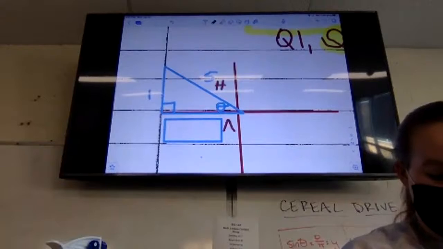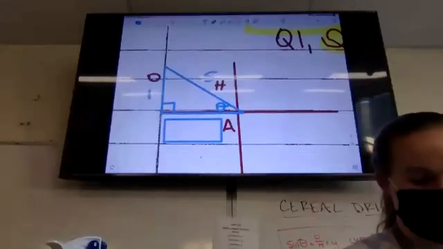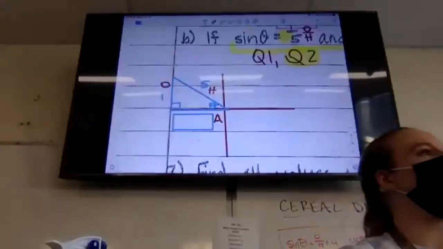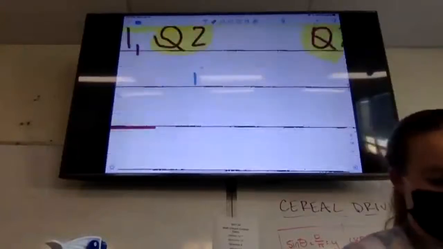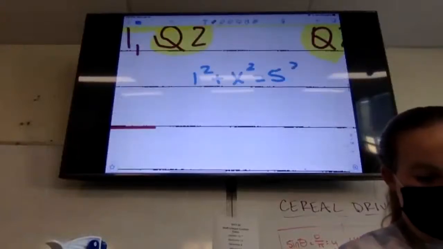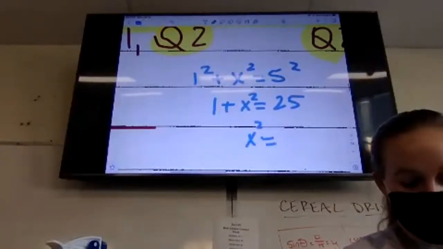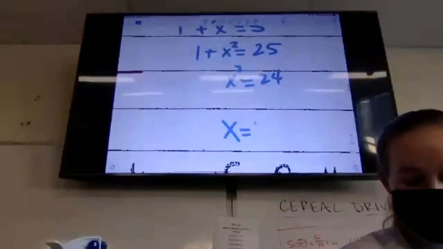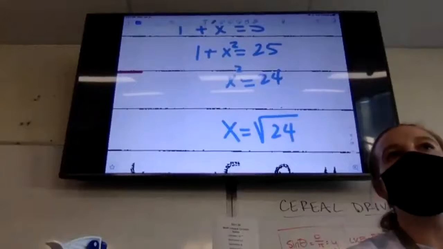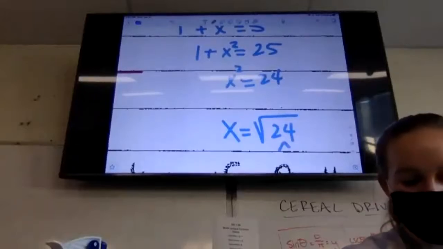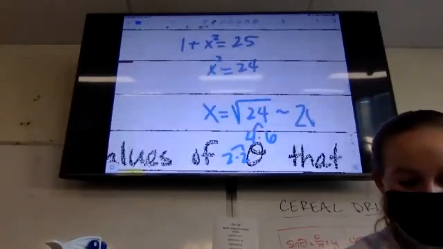While I'm thinking about it, I am labeling my sides opposite, adjacent, hypotenuse, so I can figure that out really quickly. You guys are pretty good at the Pythagorean theorem, so I'm going to go ahead and do mine. I've got 1 squared plus x squared equals 5 squared. 1 plus x squared equals 25, so x squared equals 24. So x equals root 24. And while I'm okay with you not rationalizing, I would like us to simplify our radicals, just to get in the habit of that. So that becomes 4 and 6. Oh, and that 4 becomes 2 and 2. So I can make that 2 root 6.